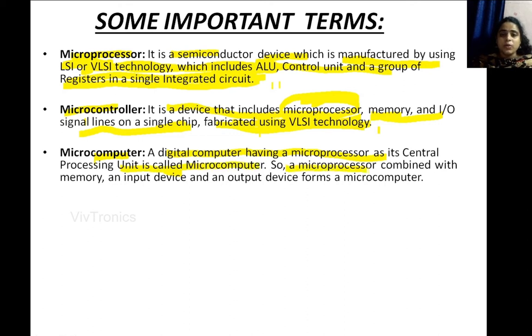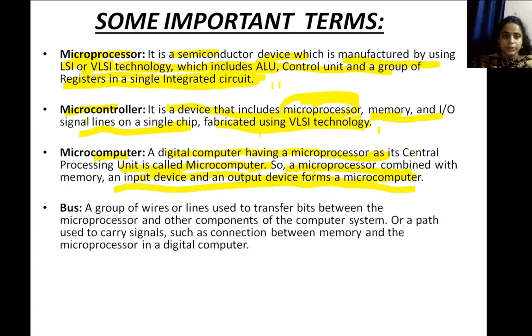So, a microprocessor combined with memory, an input device and an output device forms a microcomputer. Okay, that means a digital computer having a microprocessor as its CPU is called a microcomputer. Microprocessor, input and output together are called a microcomputer.